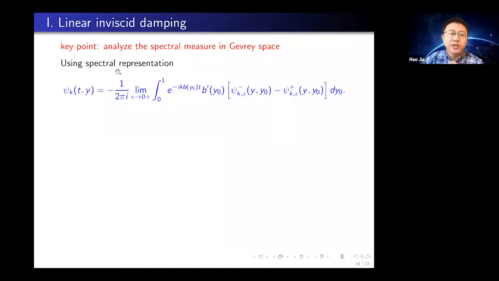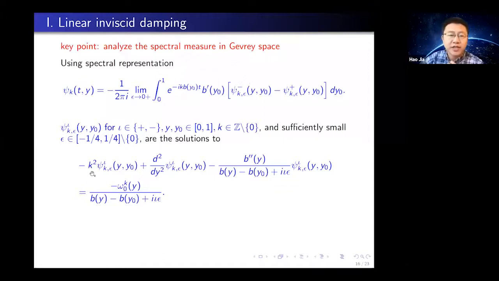Since it's a linear problem, you can always write down a spectral representation in terms of spectral density. These two functions are the spectral density functions, and they satisfy the following boundary value problem, a kind of ODE problem, like this. The key feature of this problem is that there's a singularity, because you see there's this factor here. When y is equal to y0, this coefficient will simply be singular.